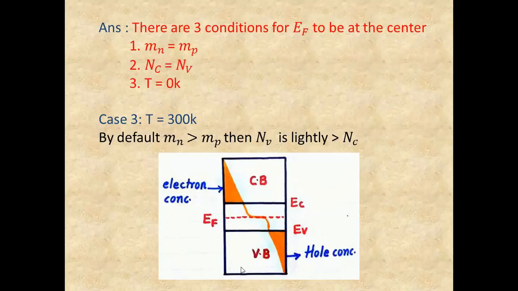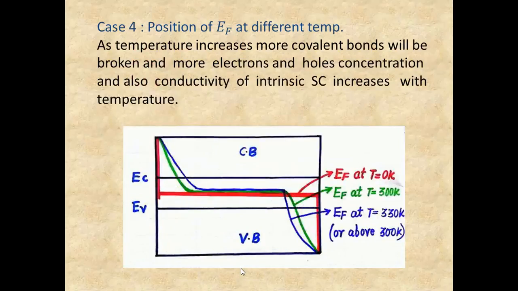Okay, so now the fourth condition comes here. It's the position of EF at different temperature. We're just telling you what happens when the temperature is 0 and goes on and increases. So you see, as temperature increases, initially you see the red color.